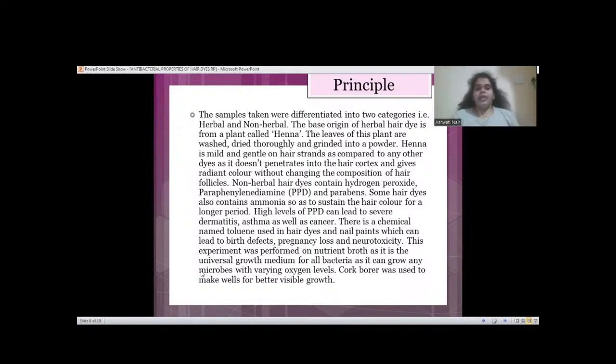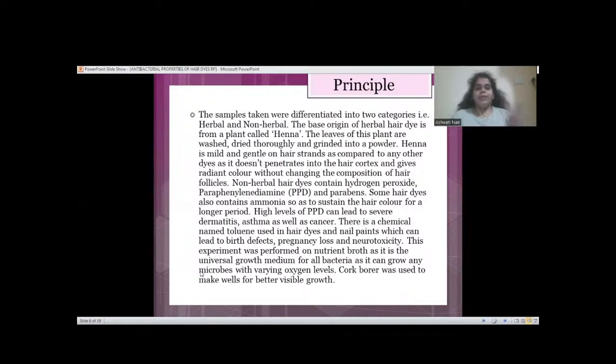High levels of PPD can lead to severe dermatitis, asthma, as well as cancer. There is a chemical known as toluene used in hair dyes and nail pens, which can lead to birth defects, pregnancy losses, and neurotoxicity. So choosing a hair dye which will not harm our hair as well as do its job can be quite challenging. Thus, this experiment works on the estimation of antibacterial properties in it and also compares the effectiveness of herbal and non-herbal hair dyes.